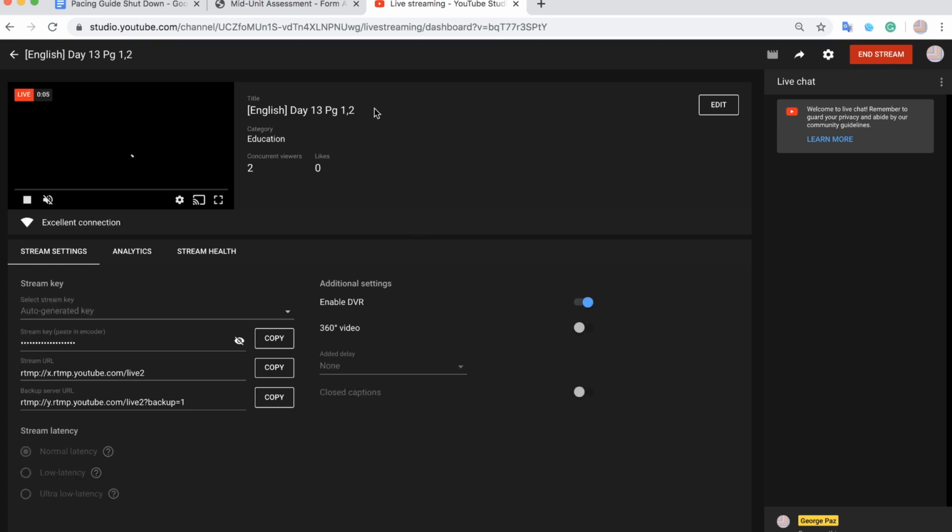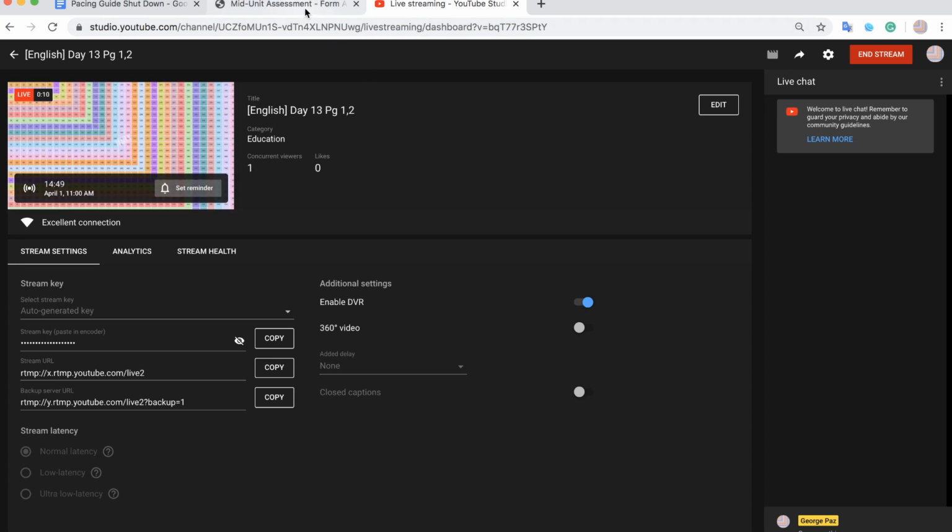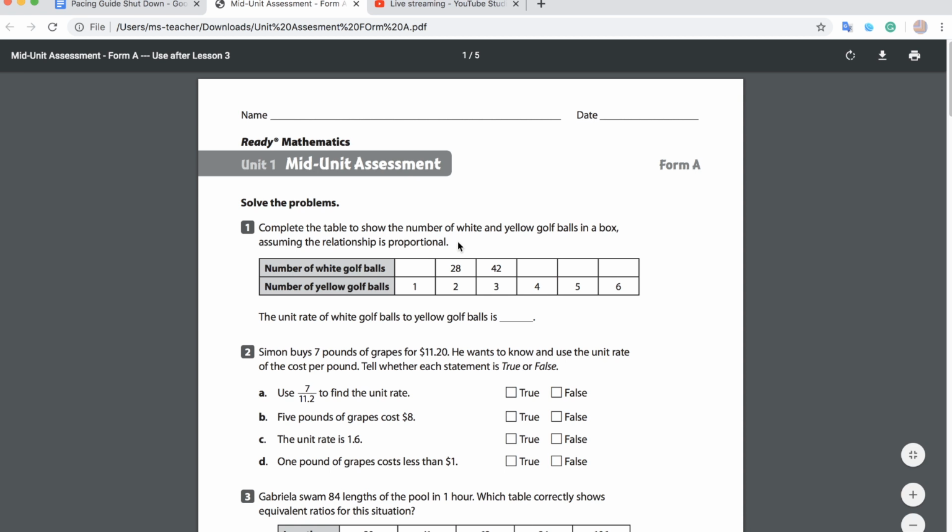All right, this is for day 13, page 1 and 2. This is actually a mid-unit assessment. We didn't get to do this in the classroom, so we get to practice it now. The one I'm doing right now is Form A. The one you have is Form B. So I'm going to do Form A.